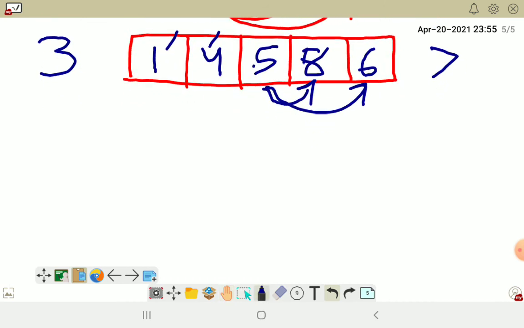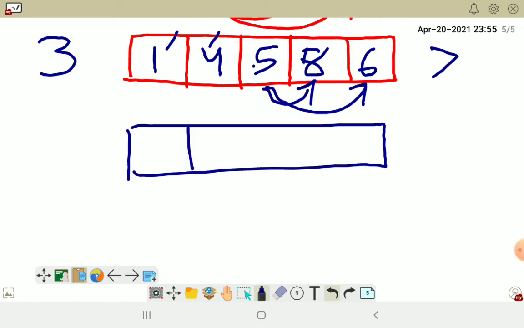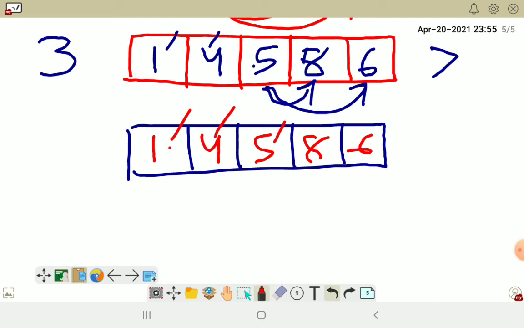Again we have to draw the box. I will tell you how many times we need to draw, and when it will get done, that also I will tell you. So now what numbers did you get? You got 1, 4, 5, 8 and 6. Till now 1 you got as a result, 4 you got, 5 you got. Now 8 and 6 are left. So you compare 8 with 6.